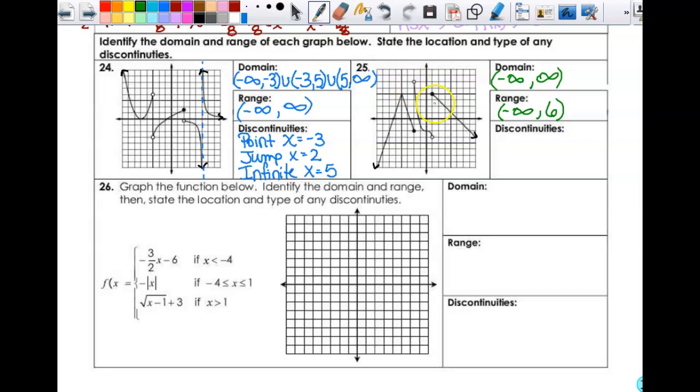Discontinuities. I have 2 jump discontinuities. x equals, I got a -2 and a 1.